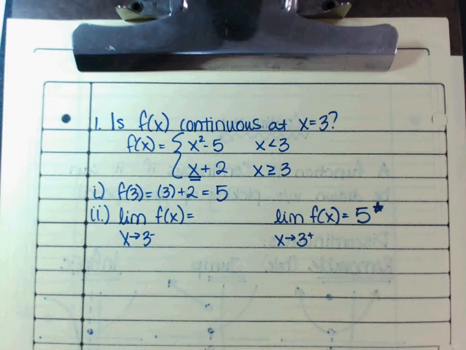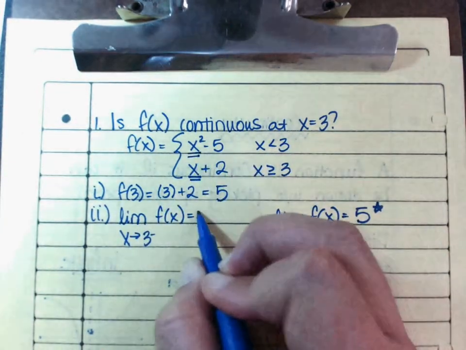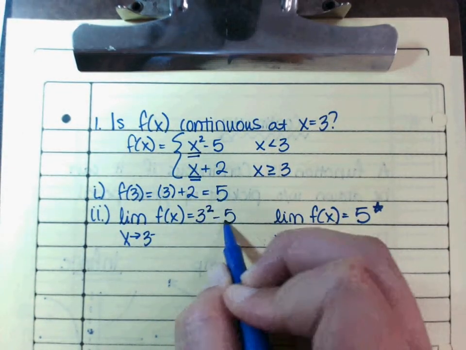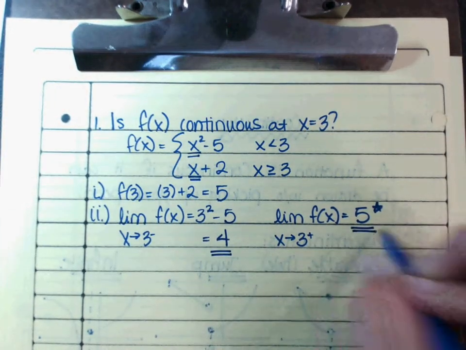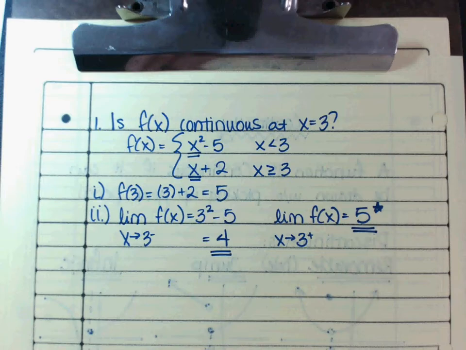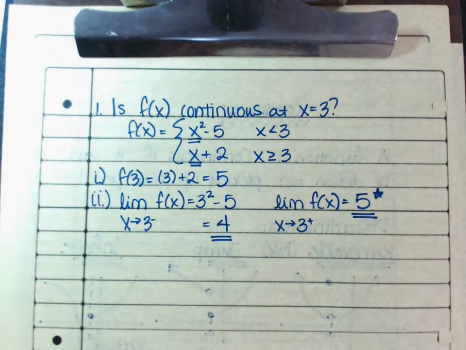The left side, I'm plugging into the top. So 3 squared minus 5, I'm plugging in now right here. 3 squared is 9, take away 5 is 4. So I got 4 on one side, 5 on the other side. Do I move on to step 3? No. What's our conclusion? It's not continuous.